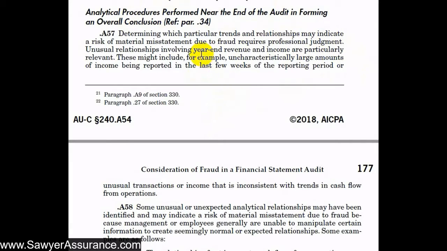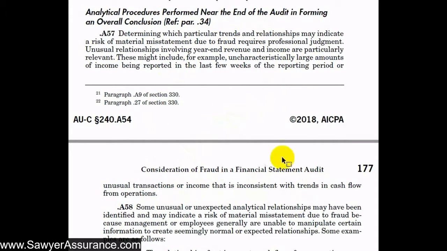And in particular, the AUC sections really hone in on revenue as being a big fraud risk. And so they suggest watching out for uncharacteristically large amounts of income being reported in the last few weeks of the reporting period, or unusual transactions or incomes inconsistent with trends in cash flow from operations.